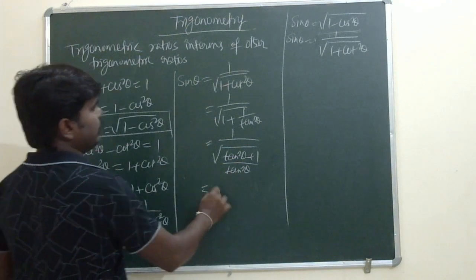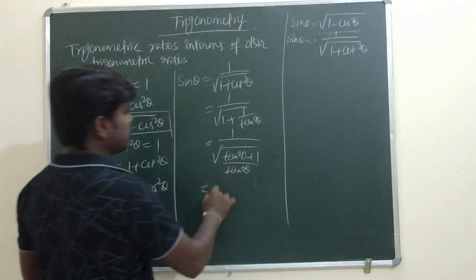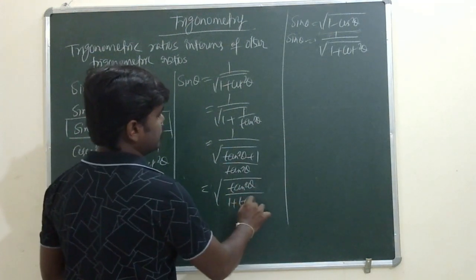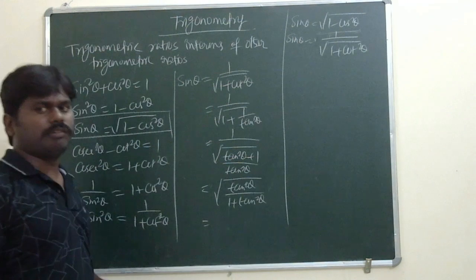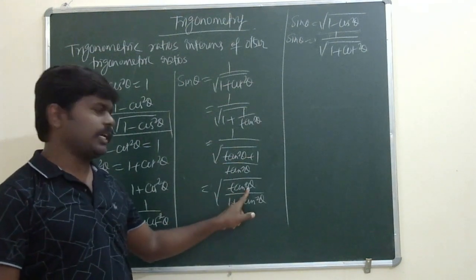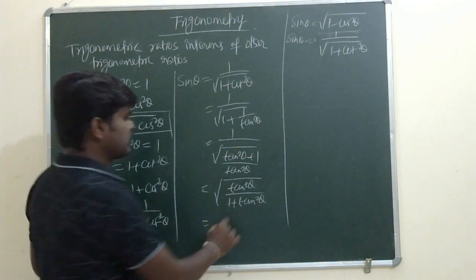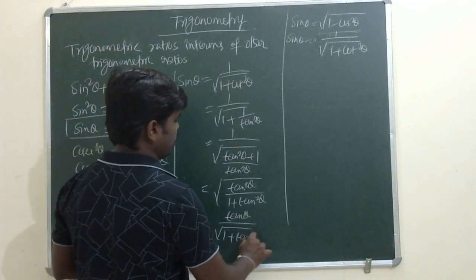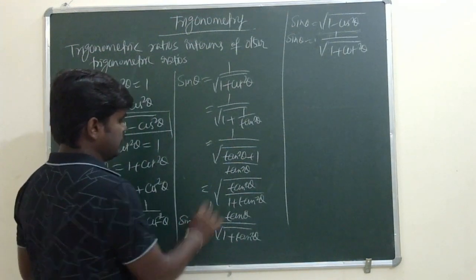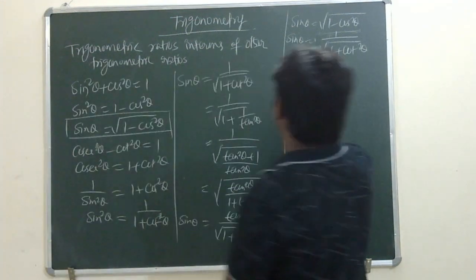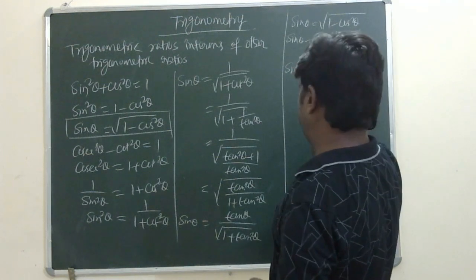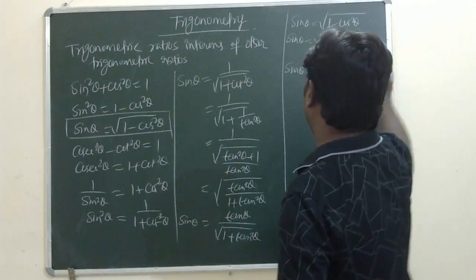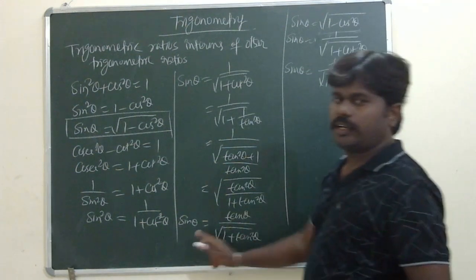When you take it into the numerator, it becomes square root of tan square theta divided by 1 plus tan square theta. In the numerator we have a perfect square, that is tan square theta, and this square and also the square root will cancel. Hence you will get tan theta divided by square root of 1 plus tan square theta. So this is sin in terms of tan theta. So sin theta is equal to tan theta by square root of 1 plus tan square theta. Okay, so this is the expression of sin theta in terms of tan theta.